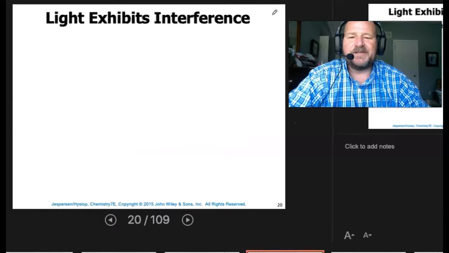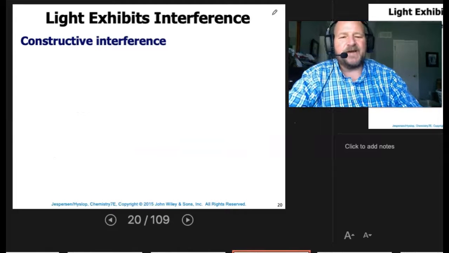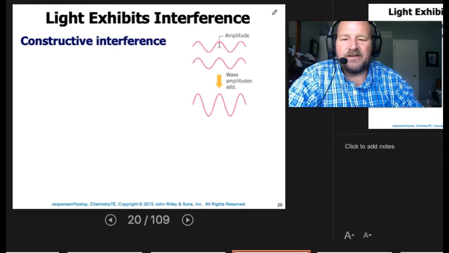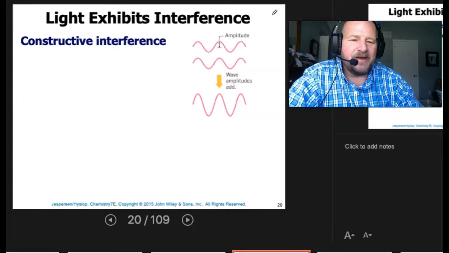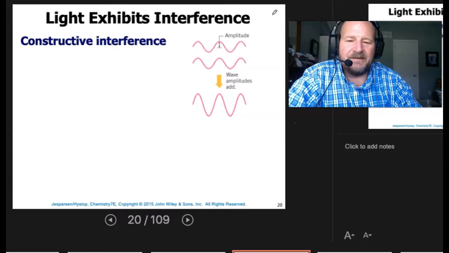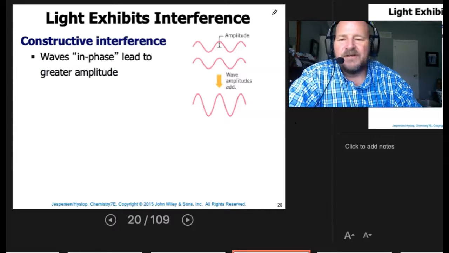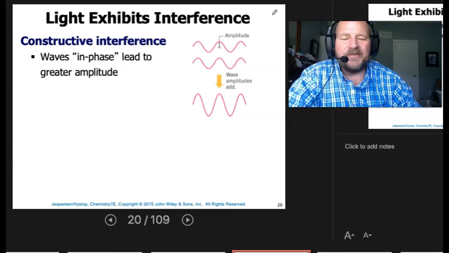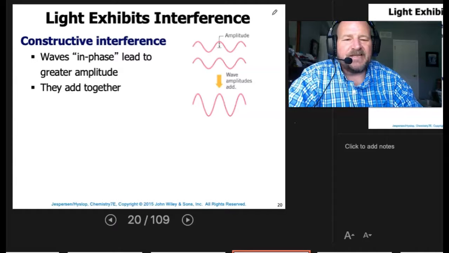All right, so light exhibits interference. So now, let's go back and look at our light. If you're not aware, light can have constructive interference. In other words, if I take a couple of different waves and I line them up and they are the same, their amplitude will actually add together. So the waves that are in phase lead to a greater amplitude. And again, I know some of you are electrical engineers and you may have already studied more about this than what I know. They simply add together, right?